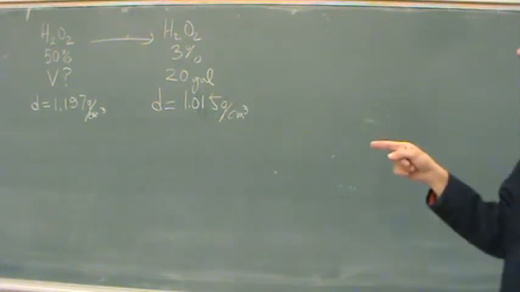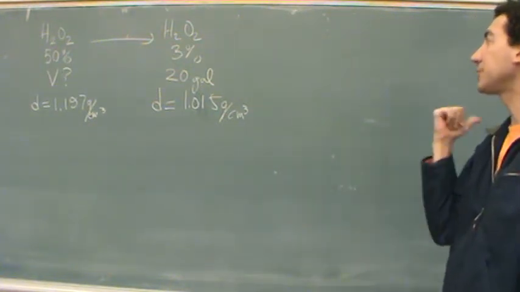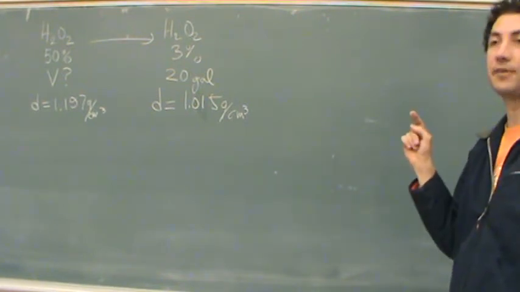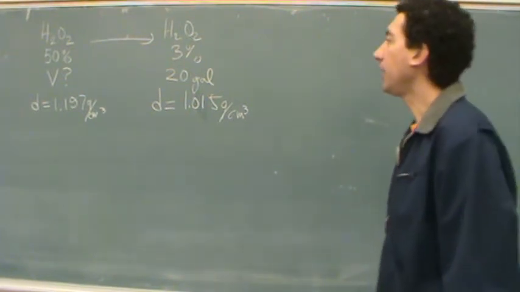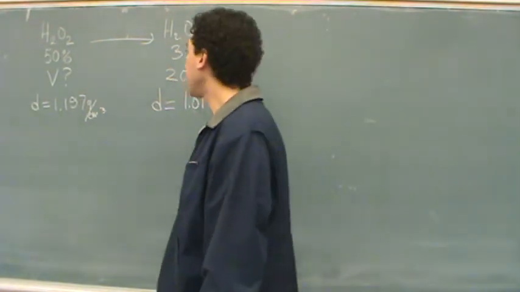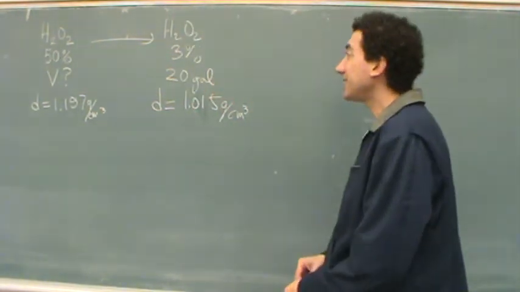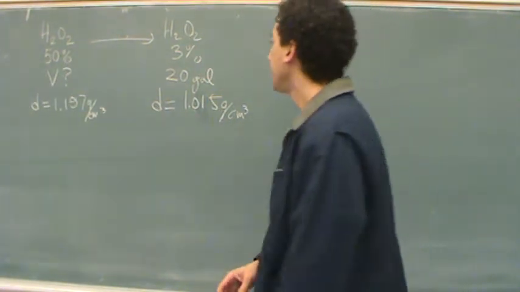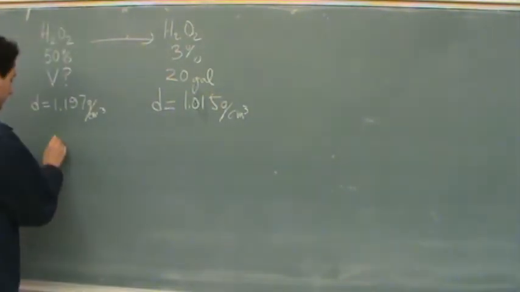In this one, we have hydrogen peroxide entering at 50%, exiting at 3%. We don't know the initial volume, but we know the final volume of 20 gallons. And the initial and final density are different. So in this case, this is a dilution, and the problem actually uses the word "diluted." That's a big hint that you're going to use this formula.